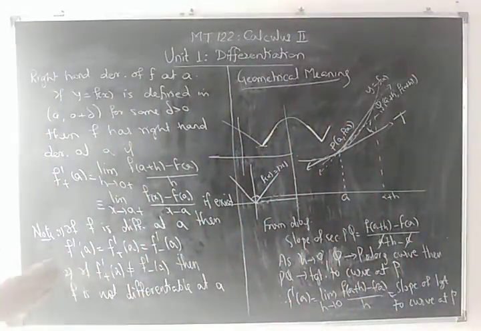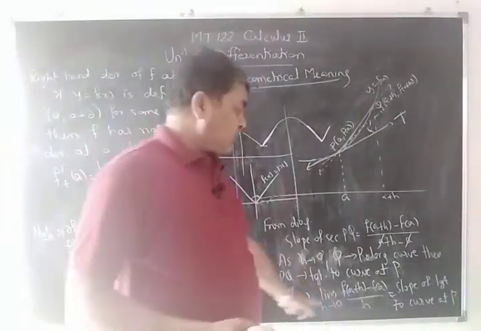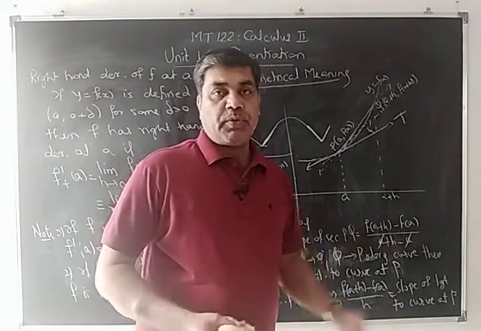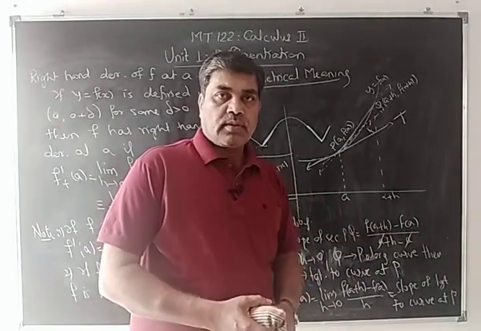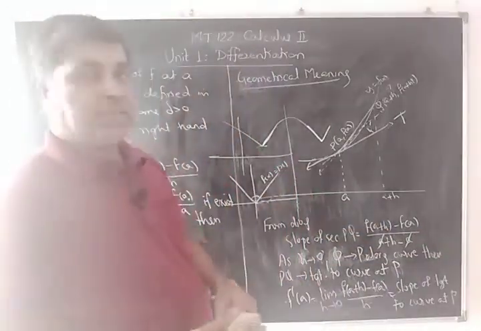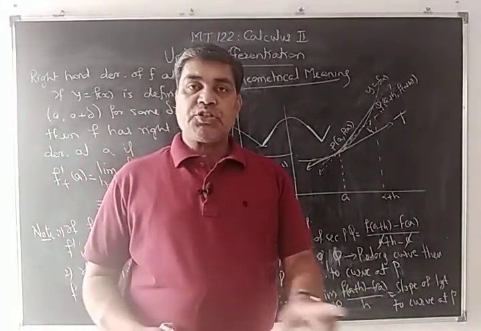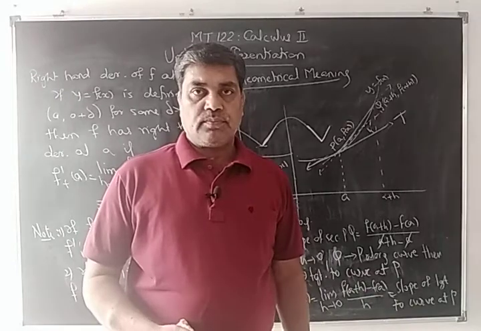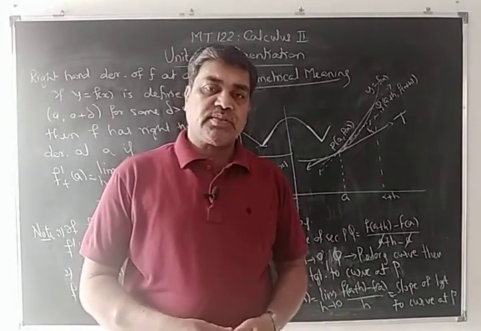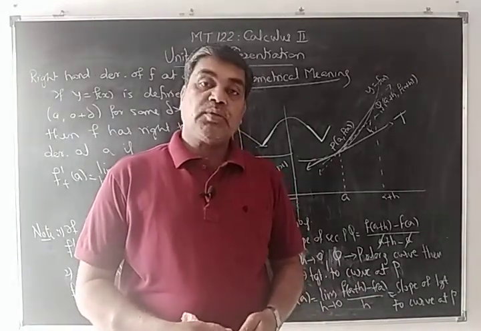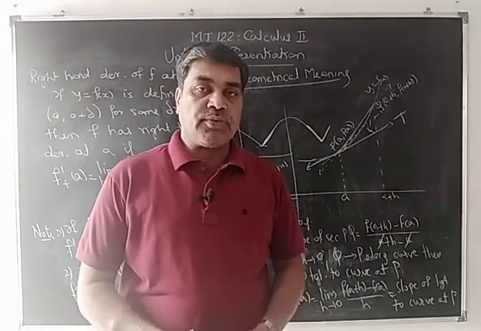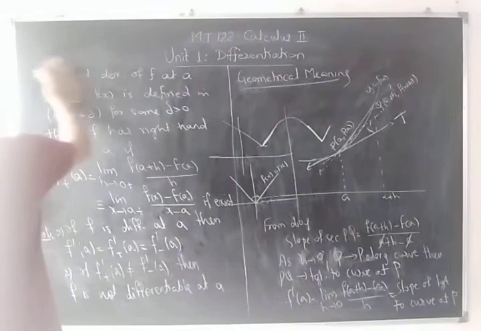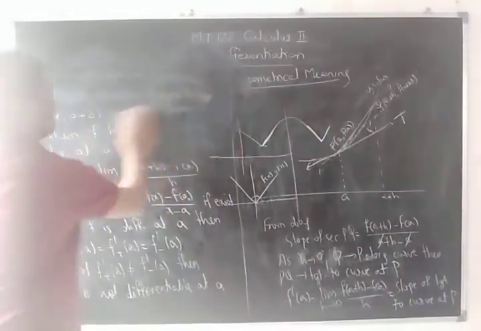So geometrically, what is f dash a? It is nothing but the slope of the tangent to the curve y equal to f of x at P, a, f of a. And if that tangent doesn't exist, then geometrically the function is not differentiable at that point. And those points are nothing but those points where angles are formed on the curve. So you have to identify geometrically points where an angle is formed.